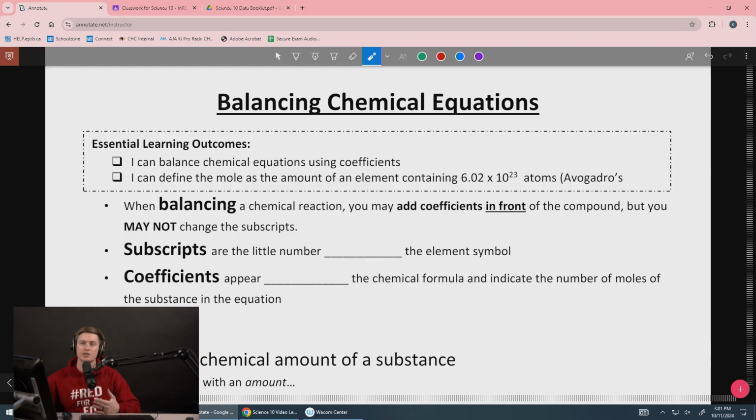In the next lesson, we're going to talk about balancing chemical equations. So taking what we just did with writing the unbalanced chemical equation and then making sure that we have the same number of atoms on both sides of the chemical equation.